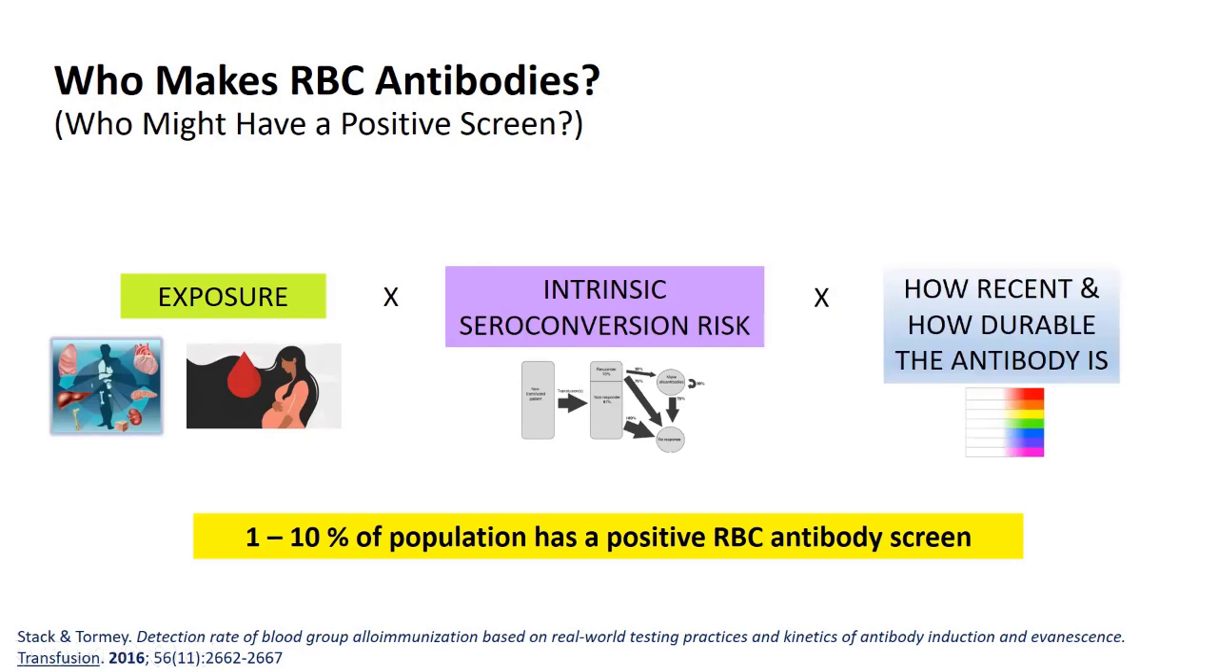And the detection of the antibodies on a screen depends on how recent and how durable the antibody is, because about half of seroconversions will evanesce within a year. And so this produces an underestimate of the true memory B cell baggage that individuals have. If 1 to 10% of the population has a positive screen, this is essentially saying that many more have antibodies that may have evanesced. That antibody screen may be falsely negative if there was only one antibody and it's evanesced already by the time of testing.